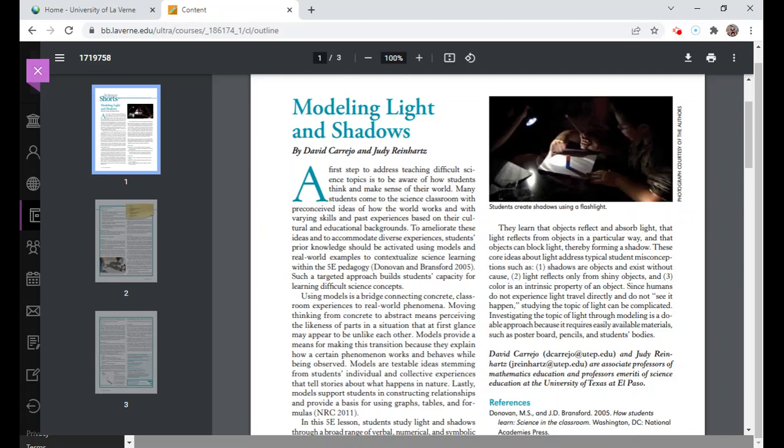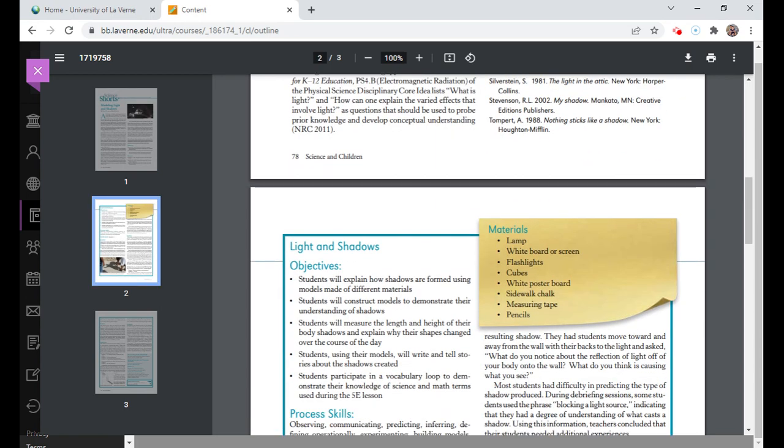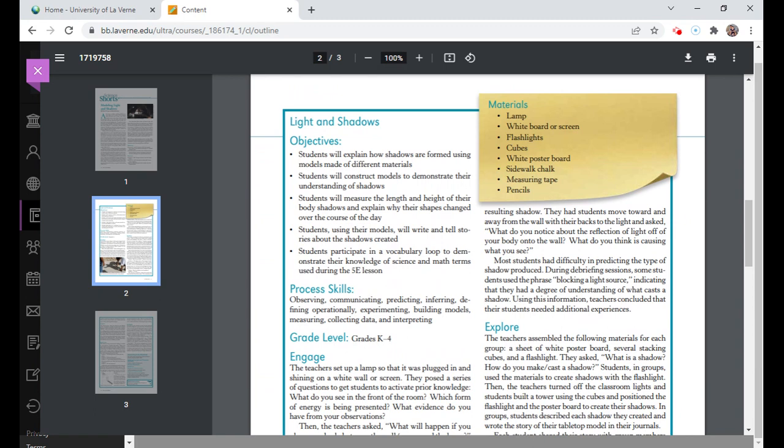Everyone. So today, the lesson plan that I chose for the 5E lesson plan was modeling light and shadows. My lesson plan revolved around teaching students how shadows emerge and clearing up any misconceptions that they have about shadows. The lesson is for K through 4th graders, and students will be able to understand how shadows are formed and explain how light plays a part in creating shadows along with the time of day.